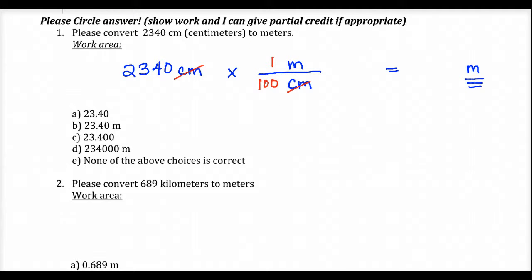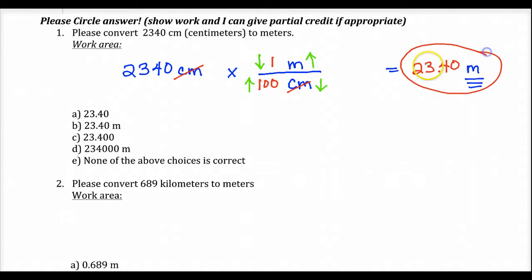Well, my friends in chemistry, the what? Smaller number, which is the 1, goes with the bigger unit. Meter is bigger than a centi. The bigger number goes with the smaller unit. So in any case, doing the math, 2,340 times 1, then divide by 100, gives me 23.40 meters. And your answer has to have a unit. A number without a unit makes no sense. That's why A is not the answer and B is.